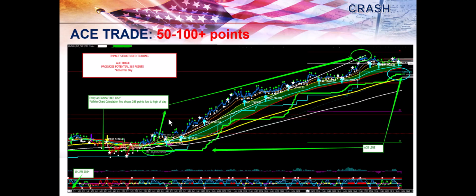Let's look at this particular ace trade. This is on the 19th of January, the last day of the week, this Friday. It produced a potential 385 points. Absolutely an abnormal day, but it's not abnormal to hit the line and to climb for at least 50 to 100 points. We have an entry at the combo ace line, and on this particular chart, this is the ace line, which is in green. I did a quick price chart calculation, which shows that we went up 385 points if you took this trade and held it to the highs of the day.